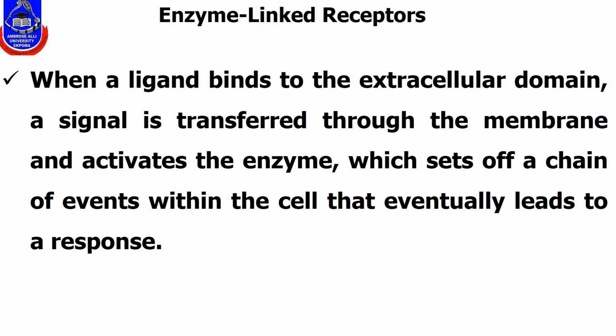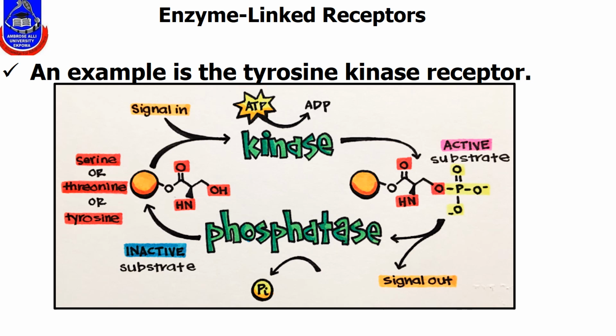When a ligand binds to the extracellular domain, a signal is transferred through the membrane and activates the enzyme, which sets off a chain of events within the cell that eventually leads to a response. An example of an enzyme-linked receptor is the tyrosine kinase receptor.